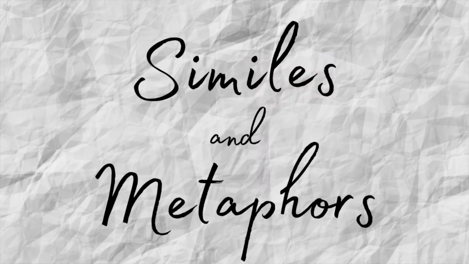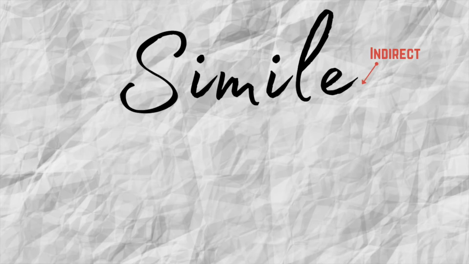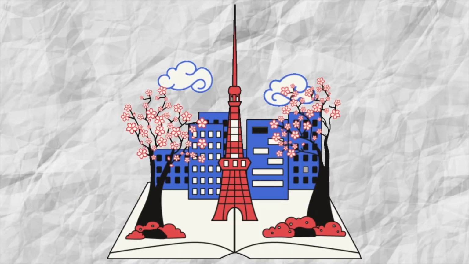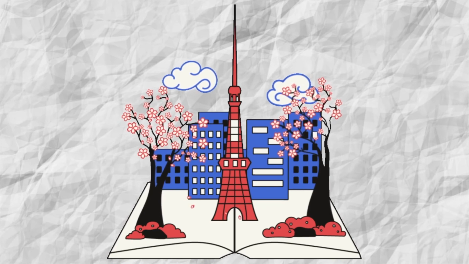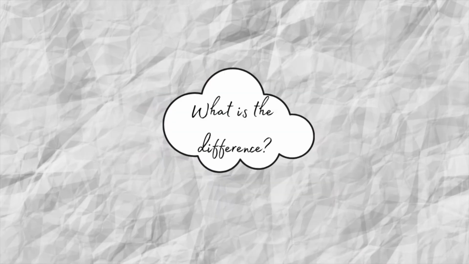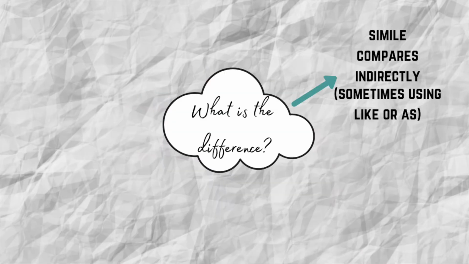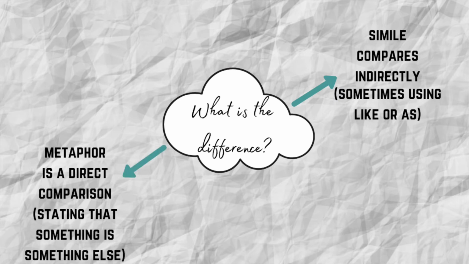and metaphors. Similes and metaphors are used to describe something by using either indirect or direct comparison. We use them in story writing because it gives the reader a better image of the thing you are describing and it makes the writing more colourful. The difference between a simile and a metaphor is that a simile compares indirectly, sometimes using the word like or as, whereas a metaphor is a direct comparison, stating that something is something else.